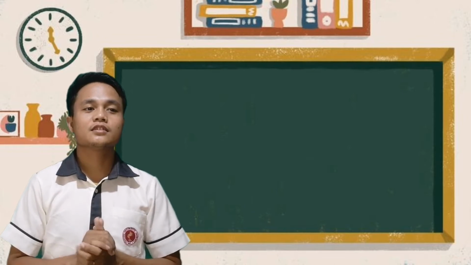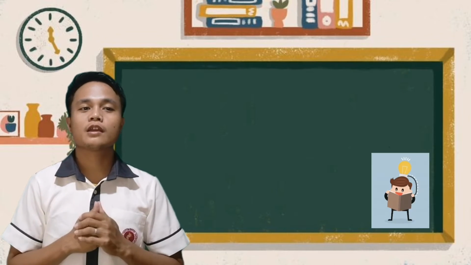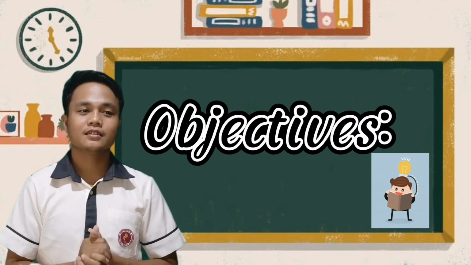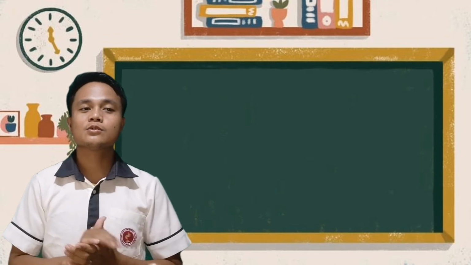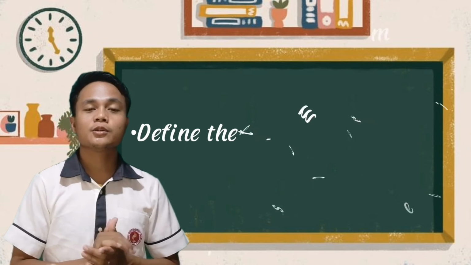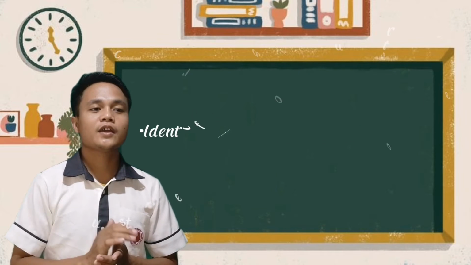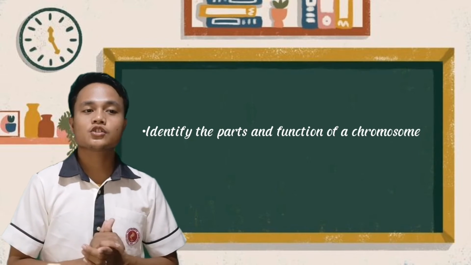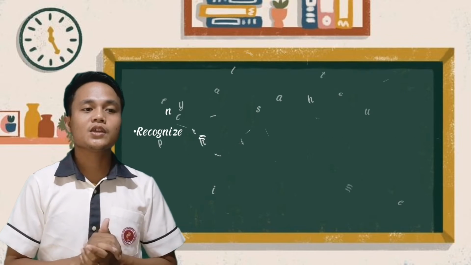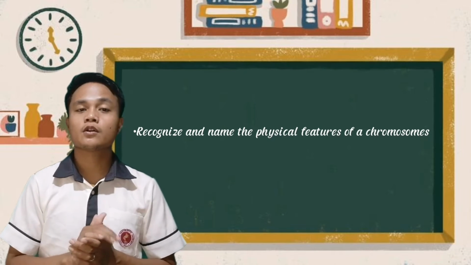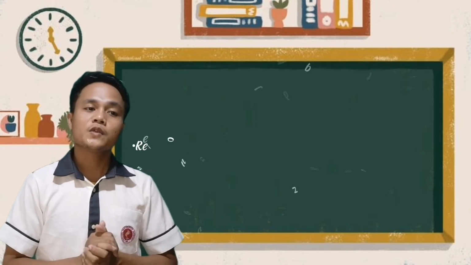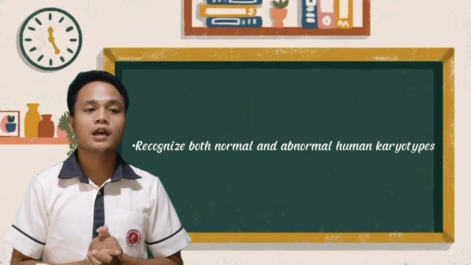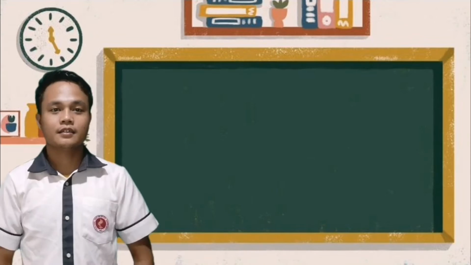Before we get into our new topic, let's have a look at the objectives of today's topic. By the end of the lesson, students will be able to define the term chromosome, identify the structure of a chromosome, identify the parts and functions of a chromosome, recognize and name the physical features of a chromosome, and recognize both normal and abnormal human karyotypes.